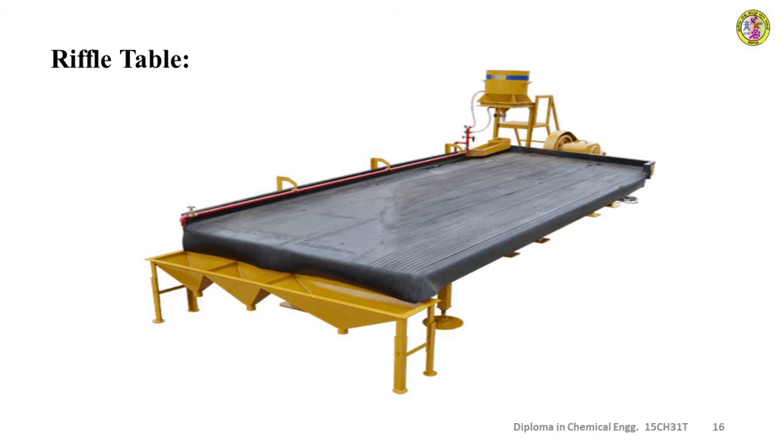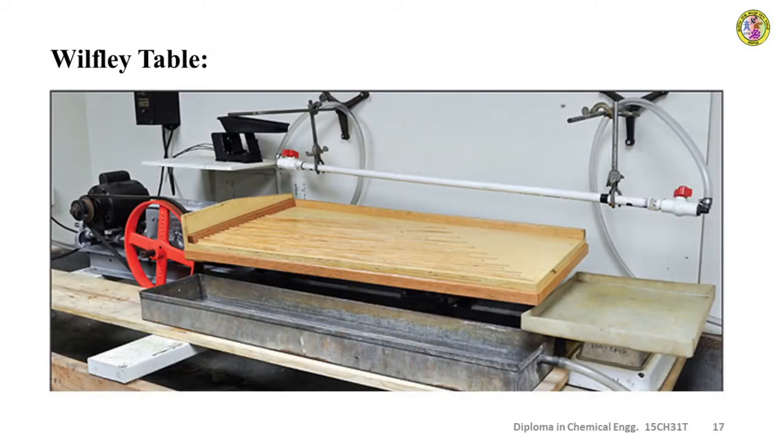using a tabling operation. So the picture here shows the real picture of a riffled table. You can see that the wooden riffles are provided on the surface of the table. So that helps in collecting the minerals having higher sizes or higher density, while the ones which are lighter will be carried along with the slurry to the lower end of the table where they can be collected in the launder.